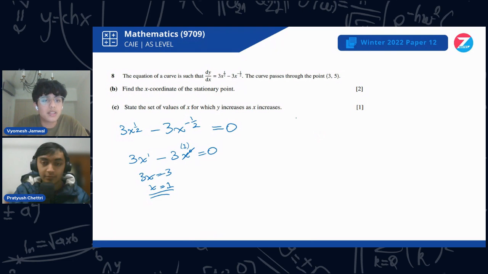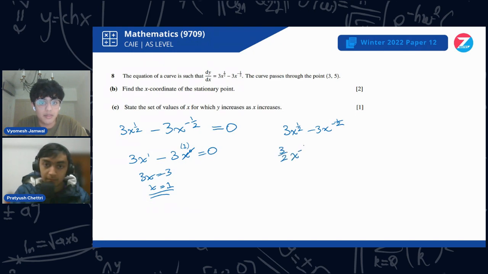Oh, no. This is a derivative. So we can't exactly say much about the curve itself. Yeah, the curve itself. So I guess I would just find the second derivative and see if it is a minima or a maxima. And then from then on, maybe I could see how it would work. So to find the second derivative, it's going to be 3 upon 2 x to the power negative half plus 3 upon 2 x to the power negative 1. What?